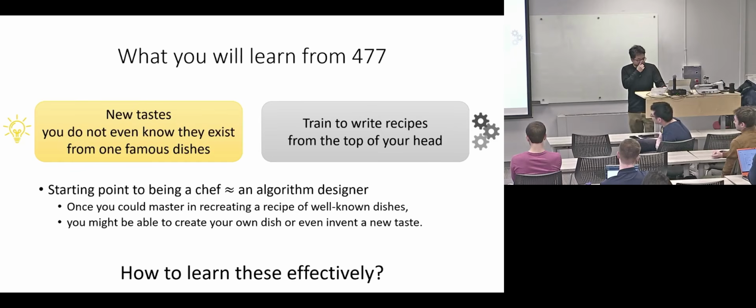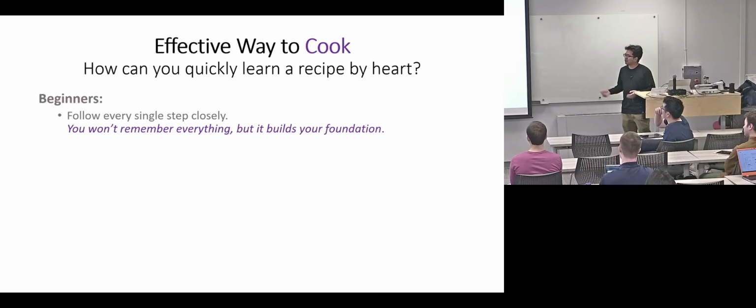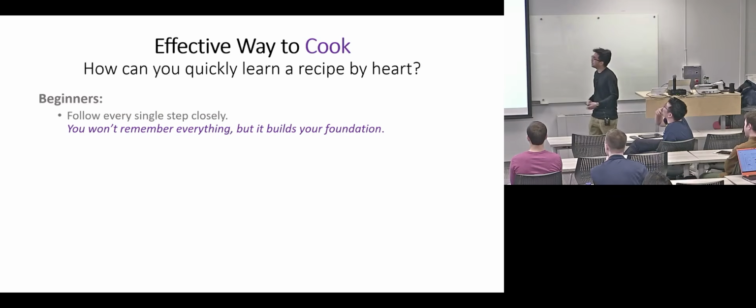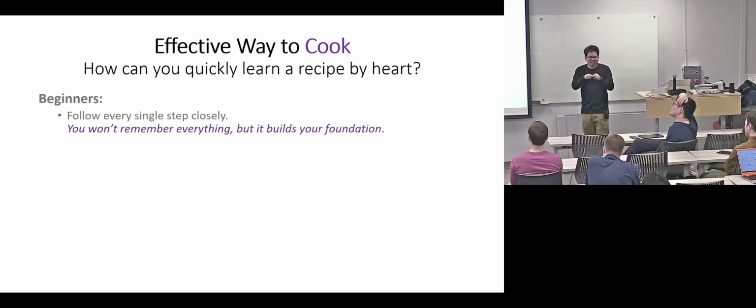Okay. Now how to do this effectively. What is a good way to cook? Suppose that you get a recipe and you want to learn how to do this by heart quickly. Well, if you are a total beginner, it might be good to just follow every step closely. This might be important in the beginning when you try to understand something, but you won't remember every single step because there are just too many things.